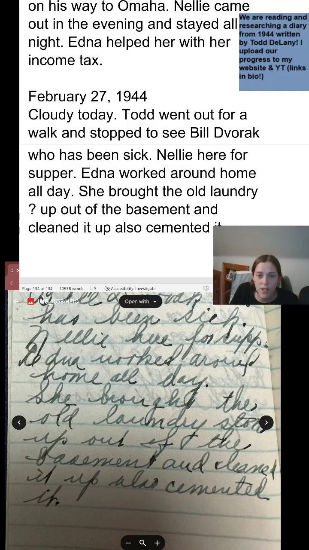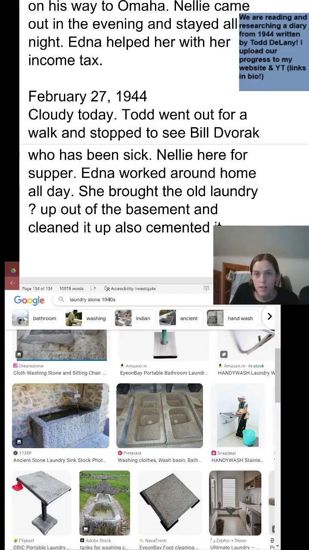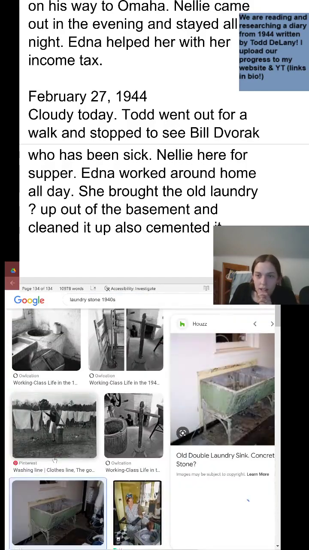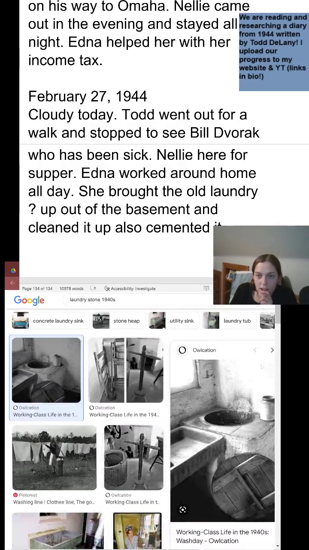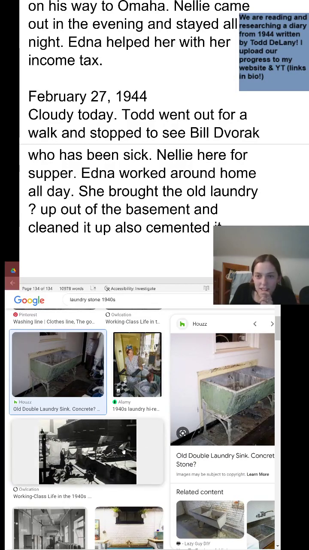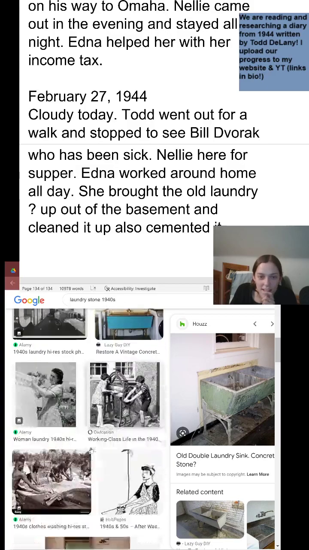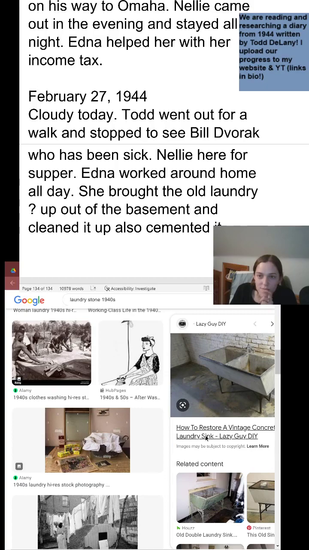If you add 1940s, it'll show you a sample. Okay, that's what I'll do. Oh, okay. You know what's funny? I'm looking for a house right now, and I'm pretty sure the house that we did not get this weekend had one of these stones. It did. It had an old stone sink in it, and the house was built in the 1940s. So that's what it's called. That's cool.